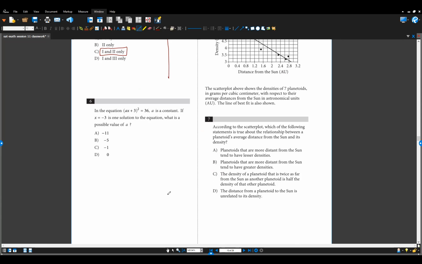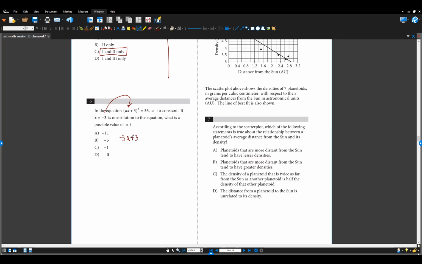We have the equation there. x equals -3 is one solution to the equation. What is a possible value of a? Solution means when you put this number into x, the equation is always true.